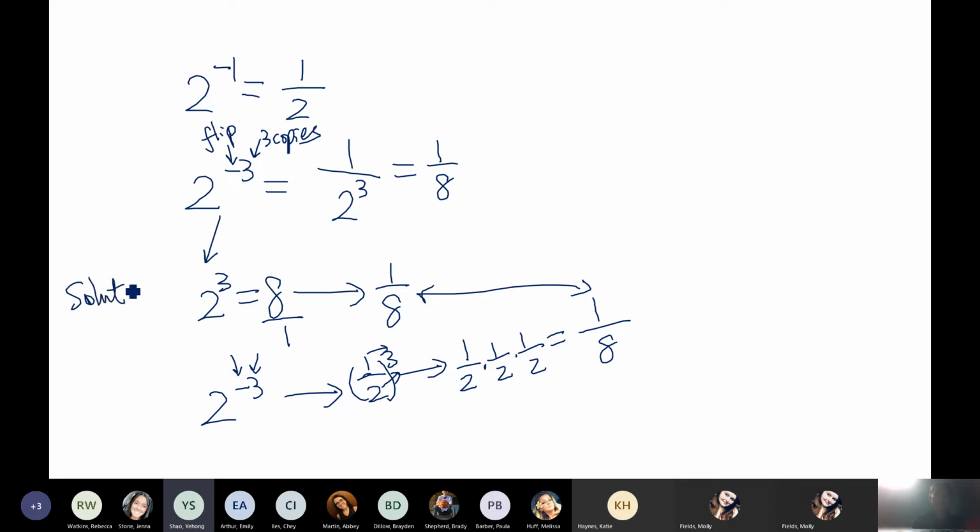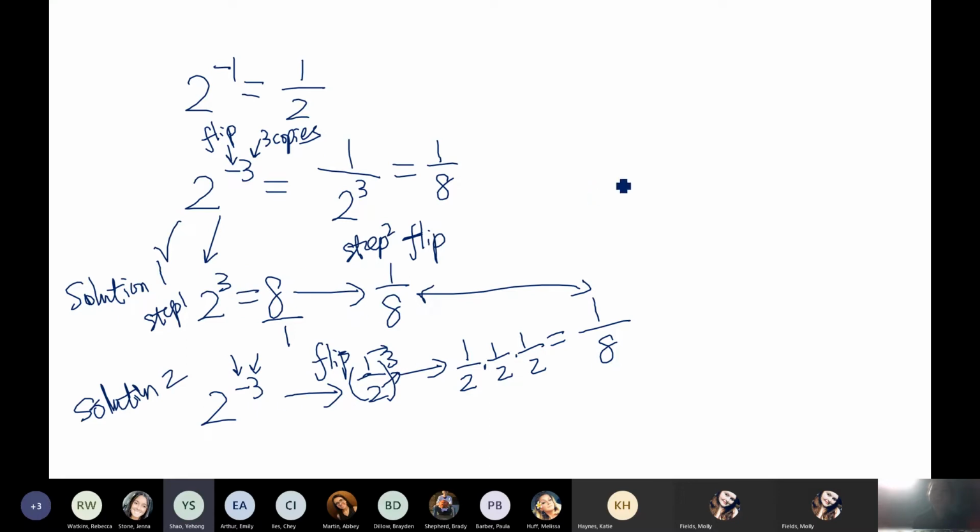In solution 1, step 1, I got 3 copies of 2. And step 2, I did the flip. I flipped the answer. But in the second solution, I flipped it first. As you can see, I first flip 2, I got 1/2, and then I do 3 copies. So it depends on which one you want to do first. Sometimes it's easier, like in this case, I would do solution 1 because it's easier to do 2 to the third and then just flip the answer.